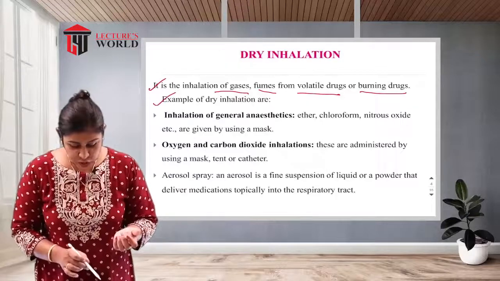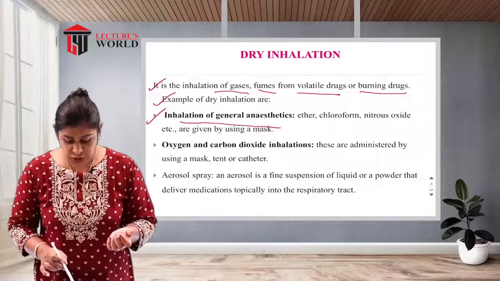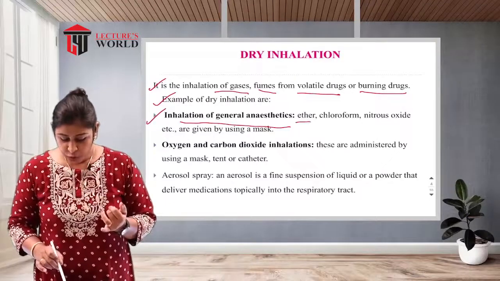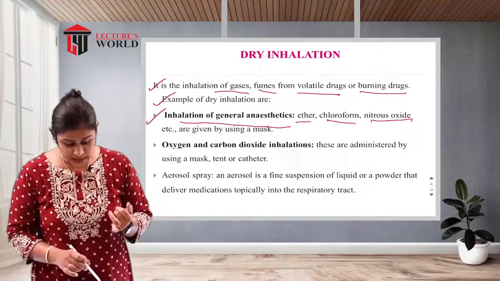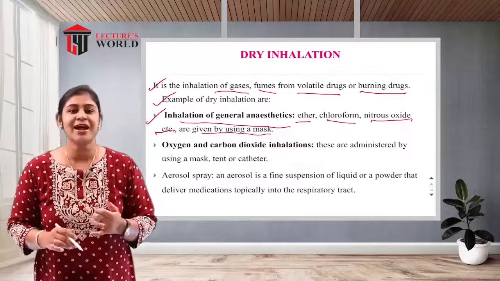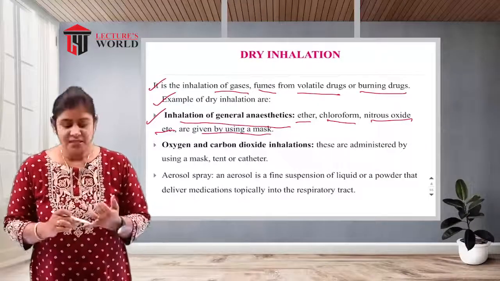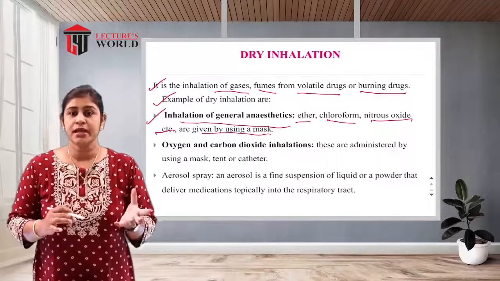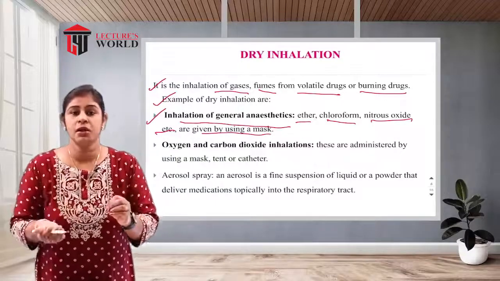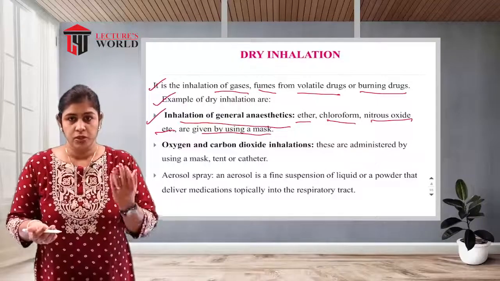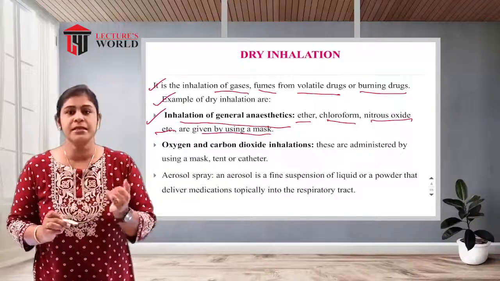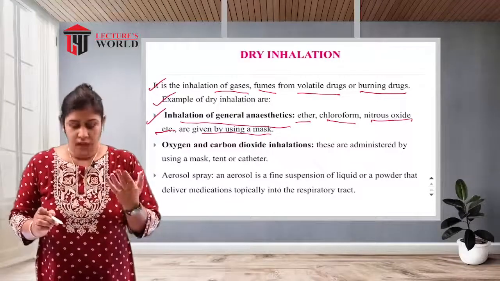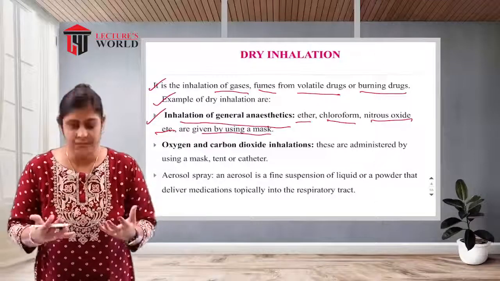Examples of dry inhalations are, first, inhalations of general anesthetics, that is ether, chloroform, nitrous oxide, etc. They are given by using a mask. General anesthetics are those anesthetics that are given during operations. For example, ether, chloroform, nitrous oxide. They are given by using a mask.